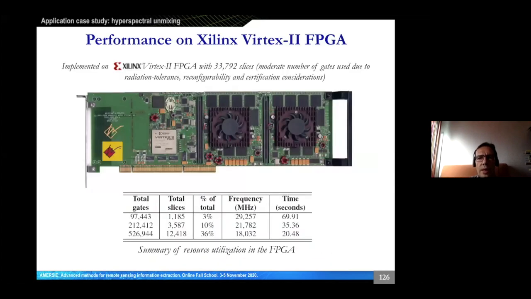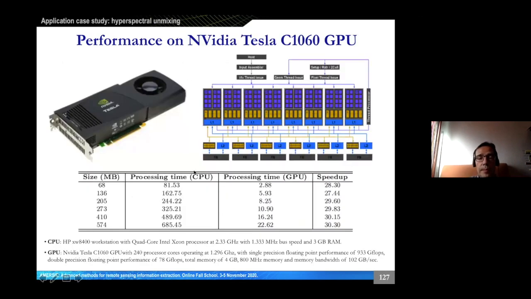On the Xilinx Virtex 2, we also could not get real-time performance. Probably with a more advanced FPGA, we could do it because it really depends on the number of resources used. But this would also sacrifice the reconfigurability. So we had some issues going further with this implementation. And finally, with the GPU, we could get almost real time. For 136 megabytes, we got a processing time of about 6 seconds.